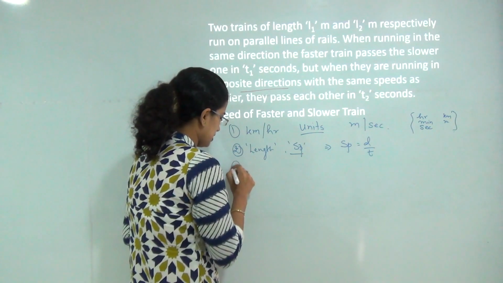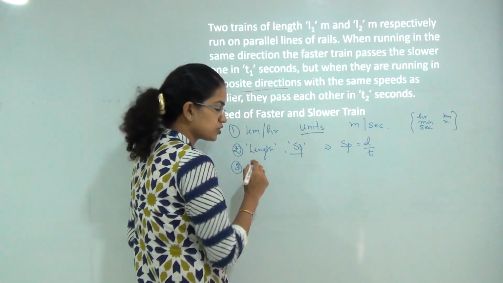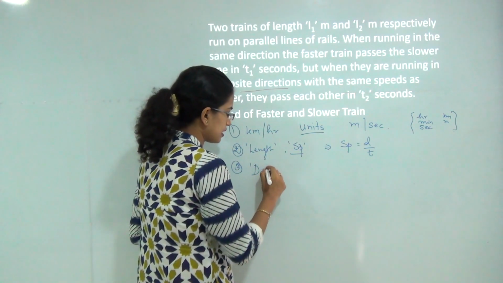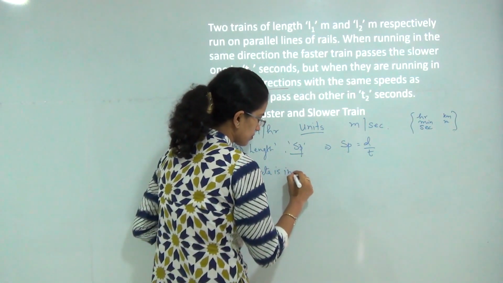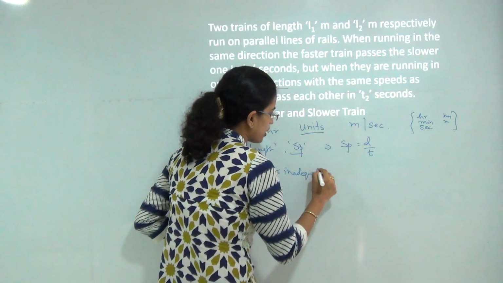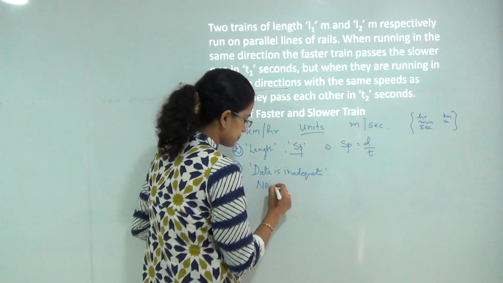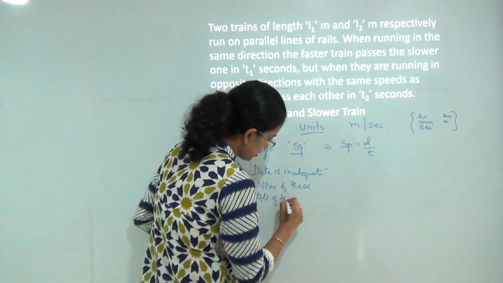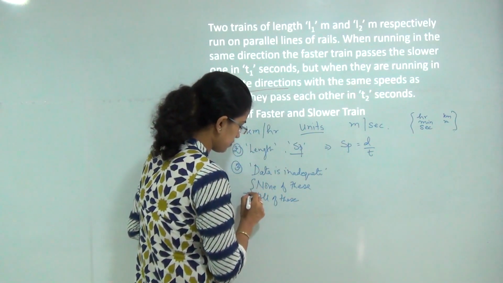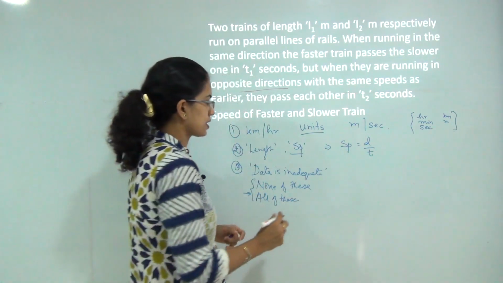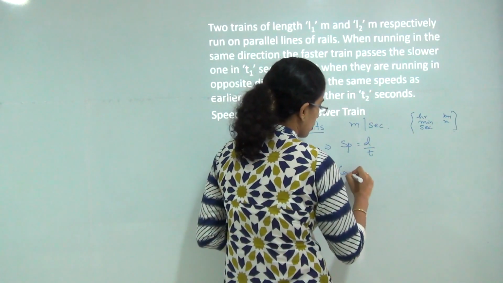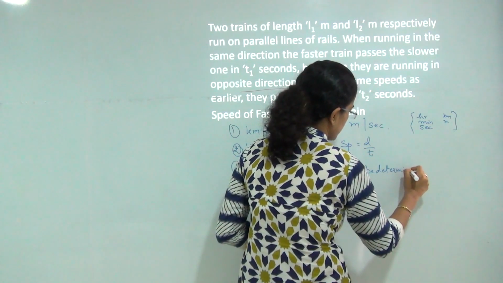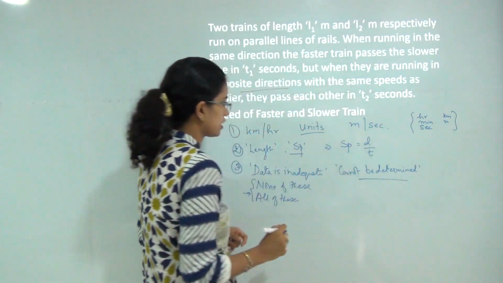The next thing here is, you must be sure about the choices that are given in the question. There can be choices like data is inadequate, or choices like none of these, all of these. So none of these, all of these are usually given to confuse students in these kind of questions. There can be another choice that says cannot be determined. So you must be very particular what kind of question you are trying to solve.